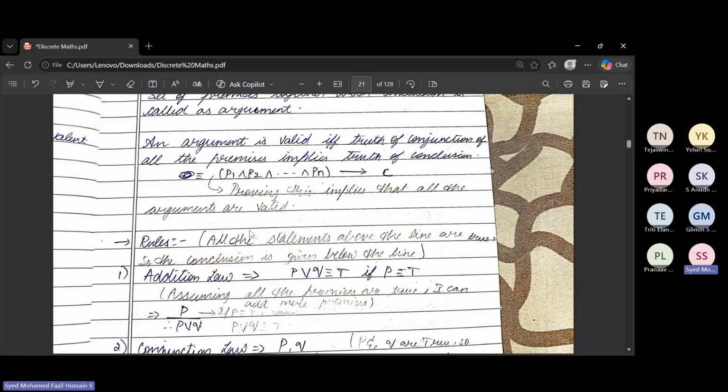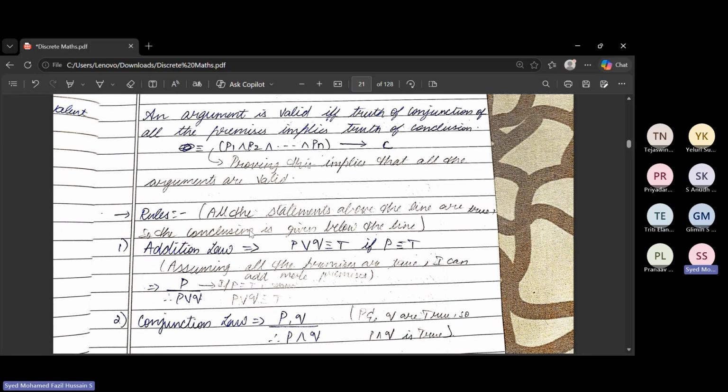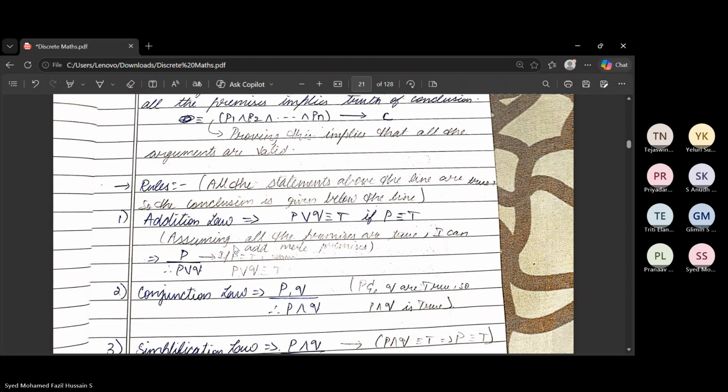Here the rules are there. We have to follow certain rules to make that argument. All the statements above the line are true, so the conclusion is given below the line. As you can see, there is a line, so we have to assume that the thing above the line is always true, and the conclusion is given below the line.